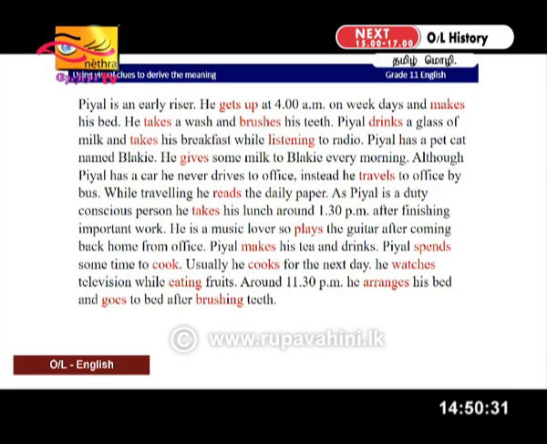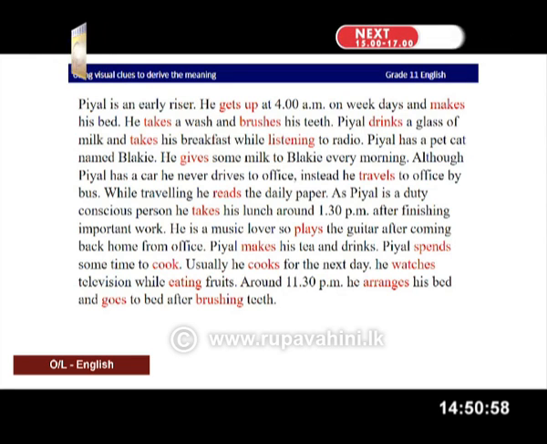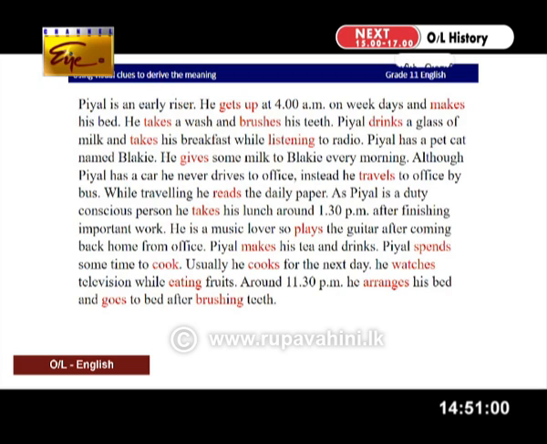Piyal is an early riser. He gets up at 4 a.m. on weekdays and makes his bed. He takes a wash and brushes his teeth. Piyal drinks a glass of milk and takes his breakfast while listening to radio. Piyal has a pet cat named Blackie. He gives some milk to Blackie every morning.